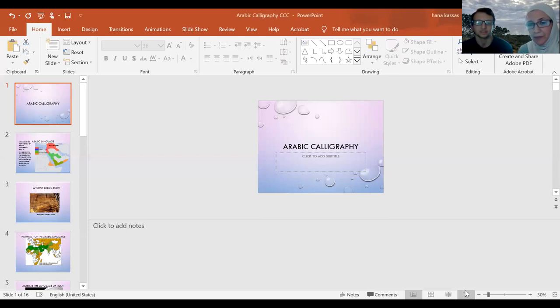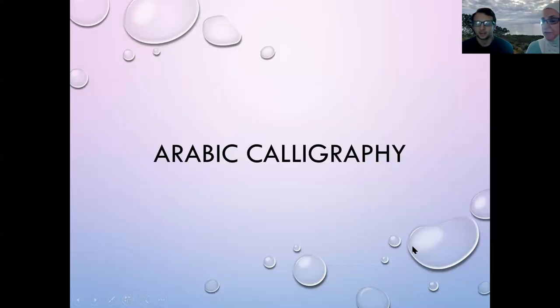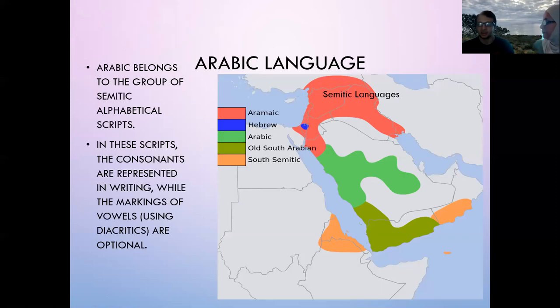Tell us about Arabic calligraphy. My take on Arabic calligraphy is that, obviously, it comes from the Arabic language, and Arabic belongs to the group of Semitic alphabetical scripts. These scripts are consonants that are represented in writing, and the markings of the vowels, which are diacritics, are optional. So they're not required.